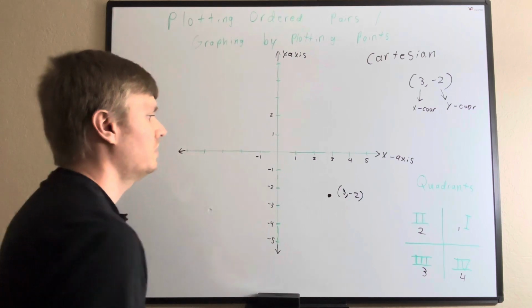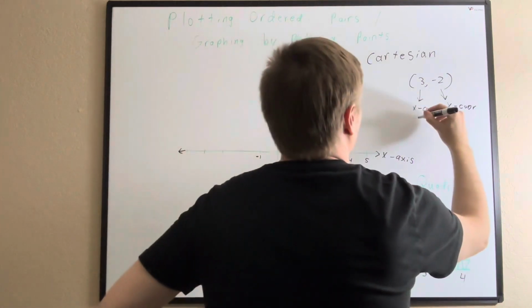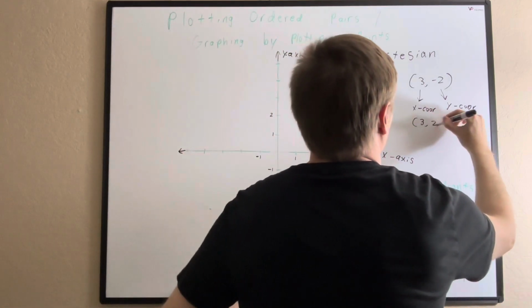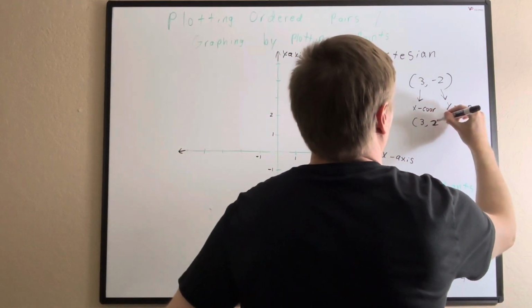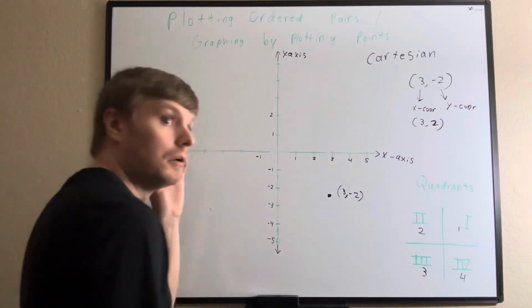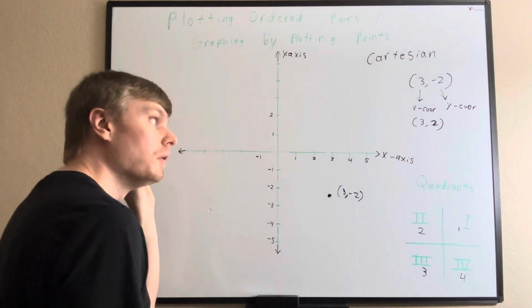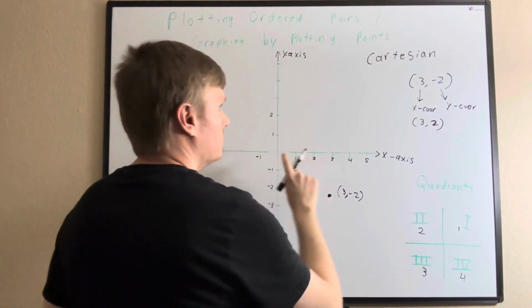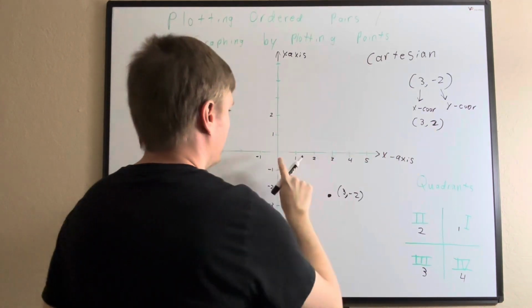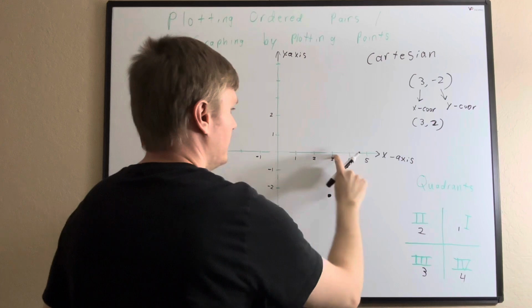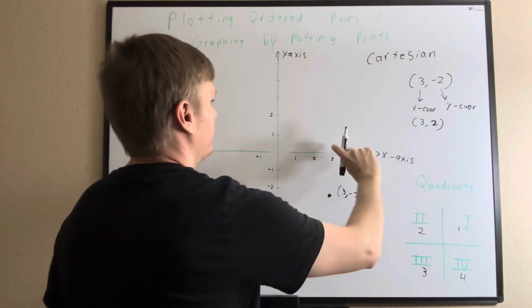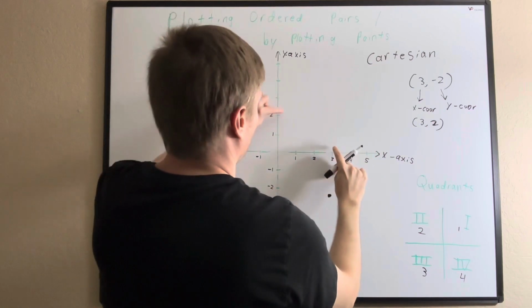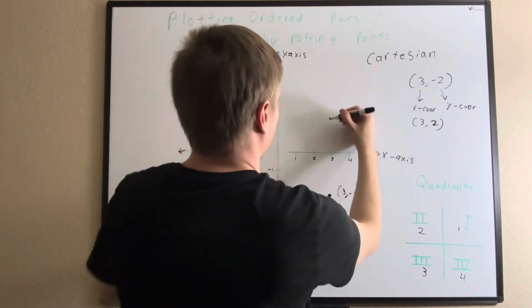Now, what if we had a point just 3, 2? Well, positive, positive. Okay, so 1, 2, 3. And we go up 2 this time. 1, 2. 3, 2.